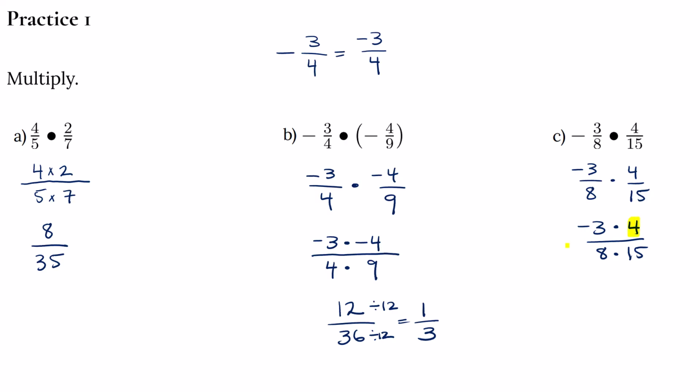So for example, 4 and 8 have a common factor of 4. So we're going to divide a 4 out of each. So 4 divided by 4 is 1. 8 divided by 4 is 2. So we'll write those numbers there to indicate what we have left after we reduce.